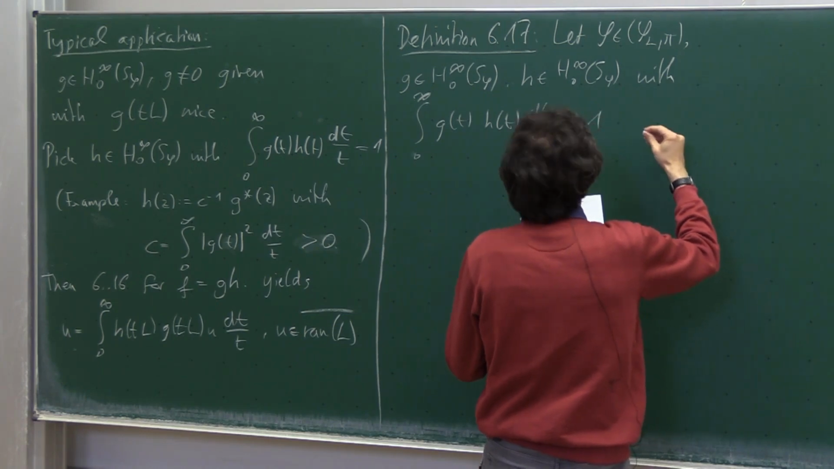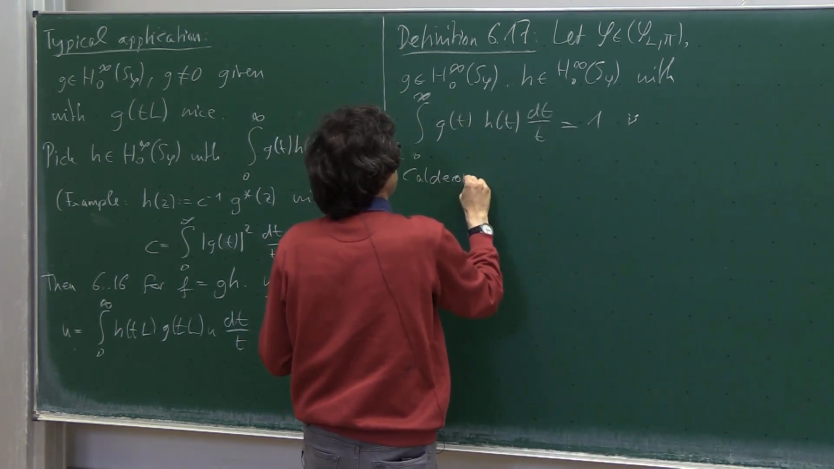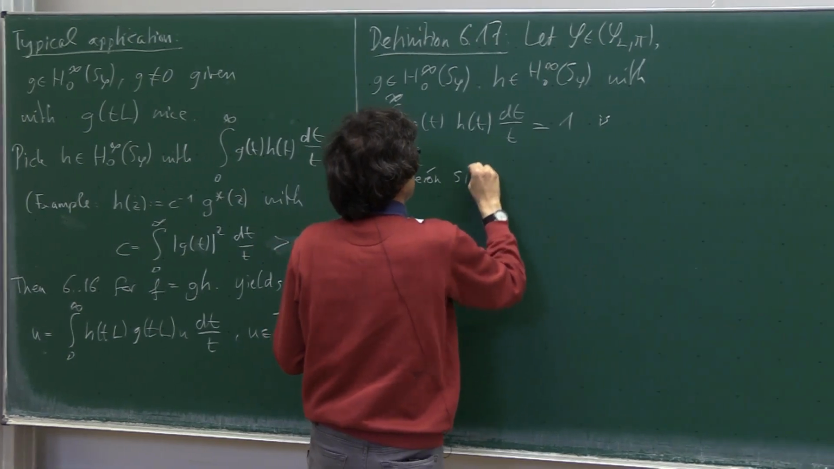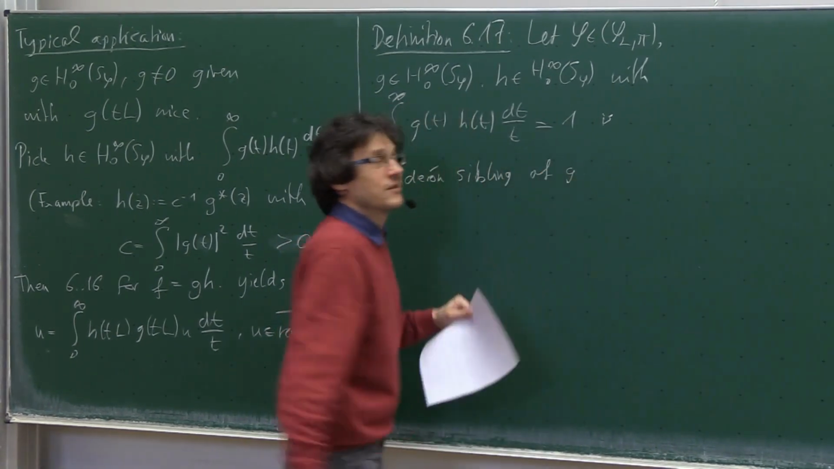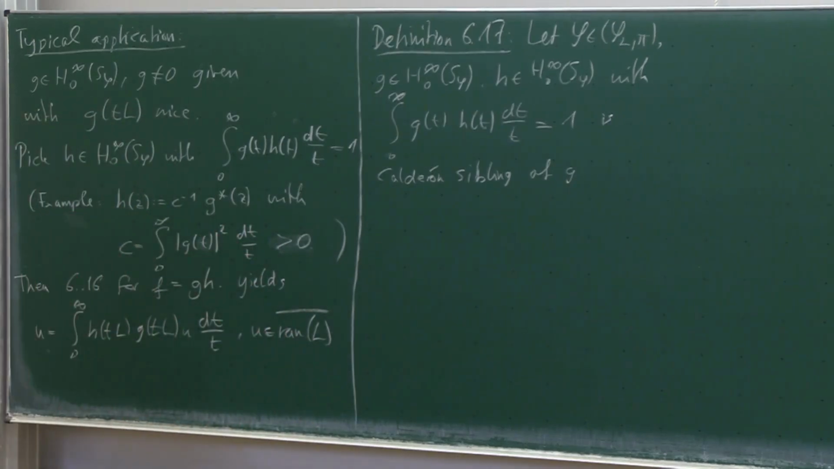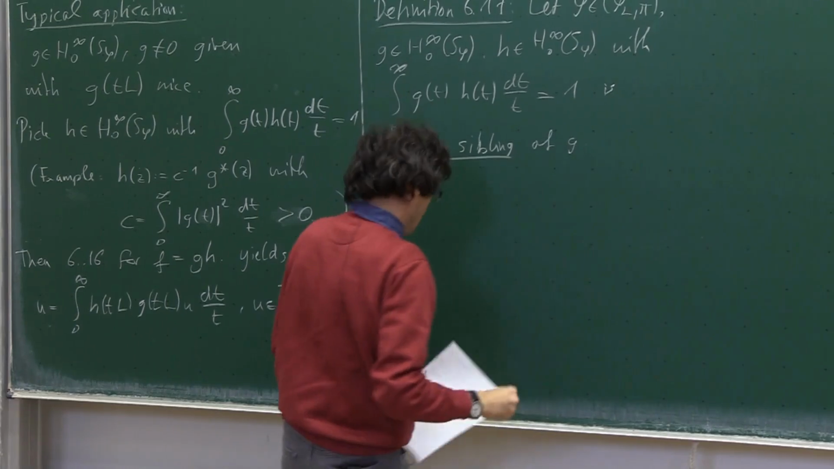And such a function will be called in the following a Calderon sibling of g. This is just introducing some words so that you can write shortly: let g be given, and let h be a Calderon sibling of g, meaning that h is chosen the right way to make this work.